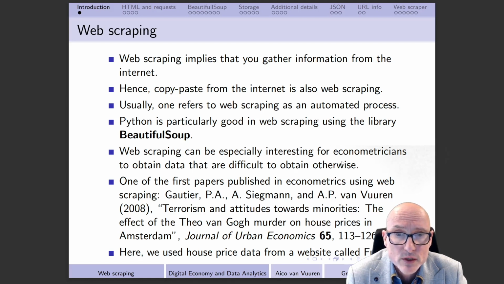The paper is published in the Journal of Urban Economics, and the most important thing that we do there is that we look at house price data. We compare house price developments in the year after the Theo van Gogh murder, that was back in 2004, between neighborhoods that had relatively a lot of migrants from Turkish and Moroccan background, and we compare that to the price developments of the other neighborhoods in Amsterdam.